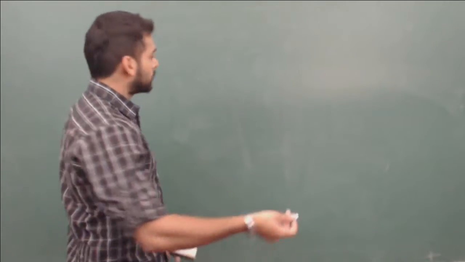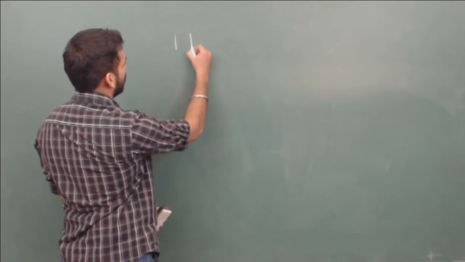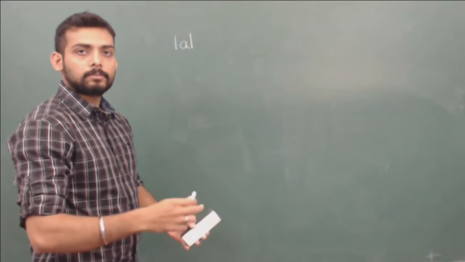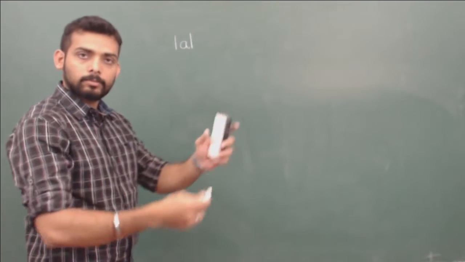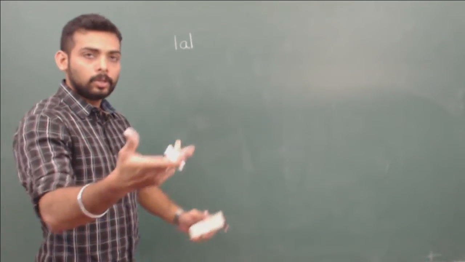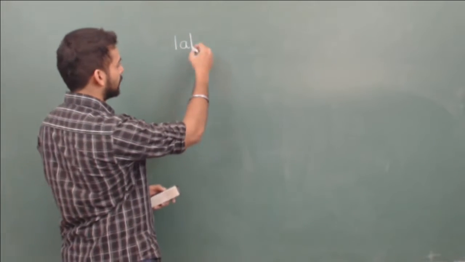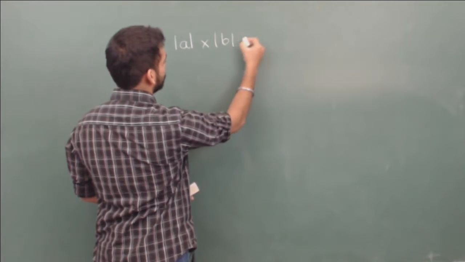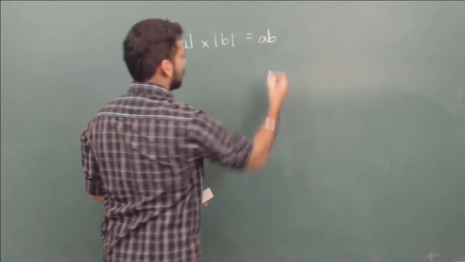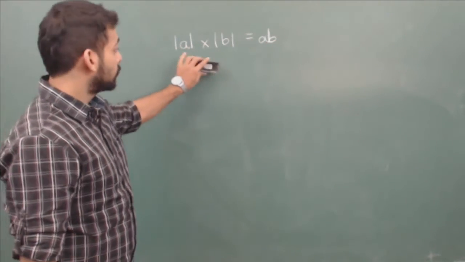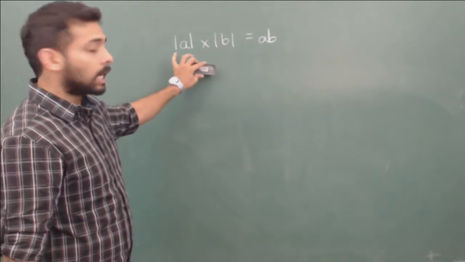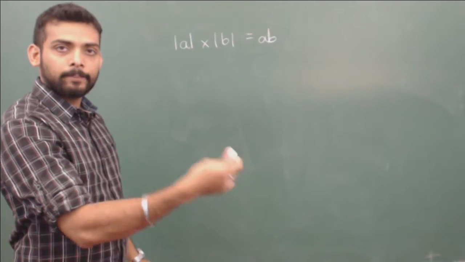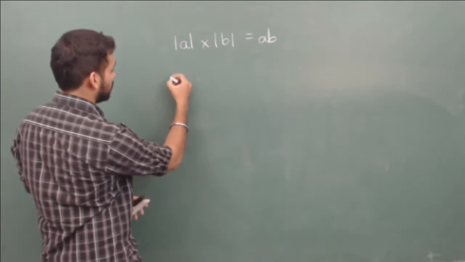Suppose I give you an equation, mod of A. Now modulus is the positive value of any number, the distance of that number from 0. We'll go into the details during the class. It's a very simple concept. Mod of A into mod of B is equal to AB. Suppose I give you this equation and I follow it up with three statements, and I ask you to evaluate them.